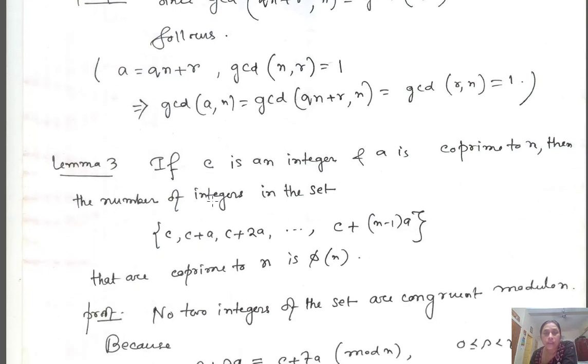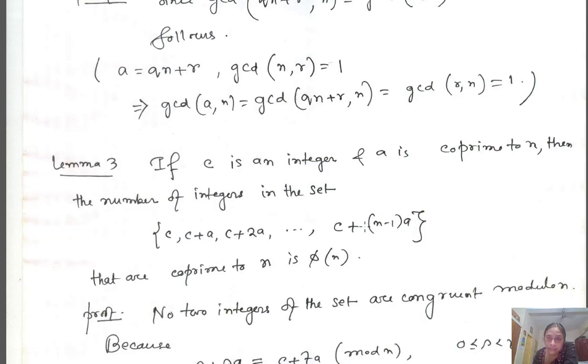This lemma says if C is any integer and A is co-prime to n, then if you consider this set C, C plus A, C plus twice A, up to C plus n minus 1 times A, this is a complete residue system modulo n, right? So how many integers are there in the set which are co-prime to n? This is phi n.